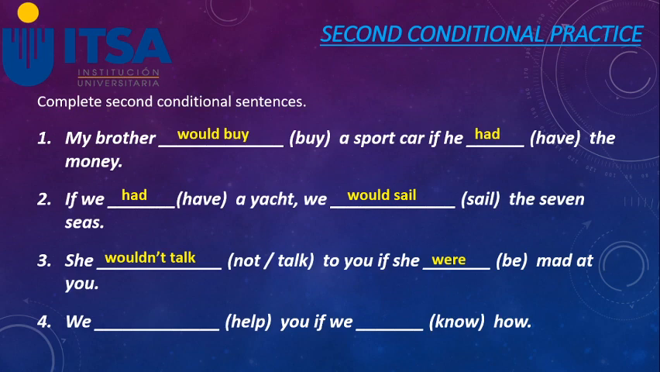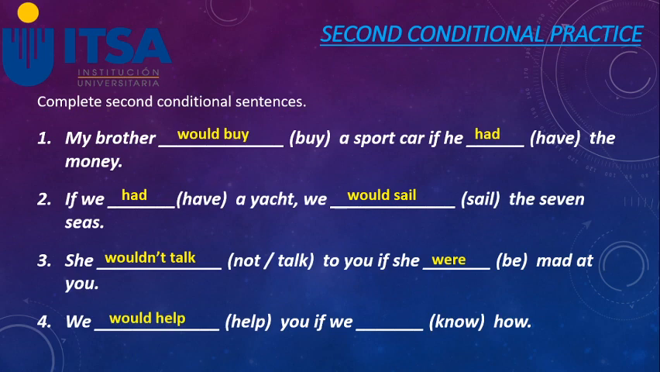Recordemos que en el caso del condicional, normalmente el pasado del verbo to be debería ser was para ella. Sin embargo, hay una condición especial. Cuando estamos hablando de condicionales, se prefiere utilizar la forma de were para todas las personas. ¿Ok? Recuerden eso. And number 4, we would help you.